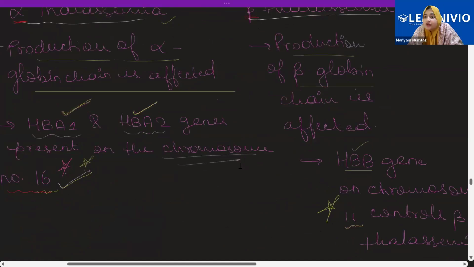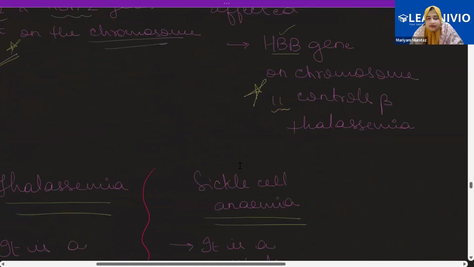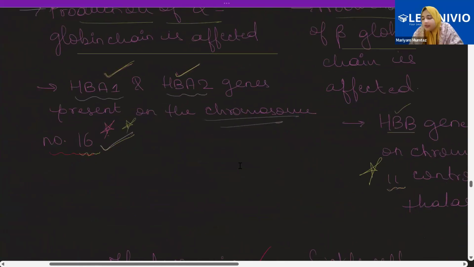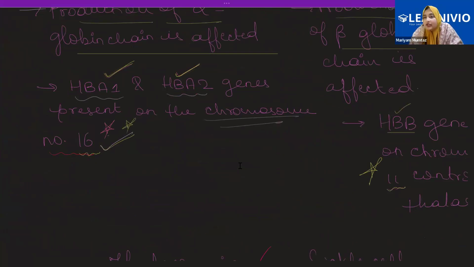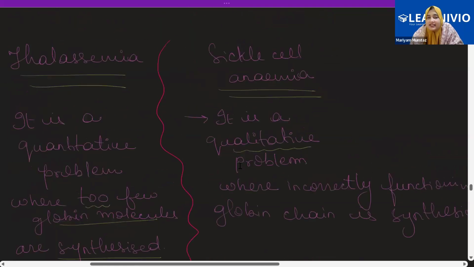Now, in the case of alpha thalassemia, you have HbA1 and HbA2 genes that are affected. And in the case of beta thalassemia, the HBB gene on chromosome 11 is affected. So, up until now, we have seen the various different kinds of Mendelian disorders that are caused because of gene mutation, point mutation. Furthermore, we have the difference between thalassemia and sickle cell anemia.